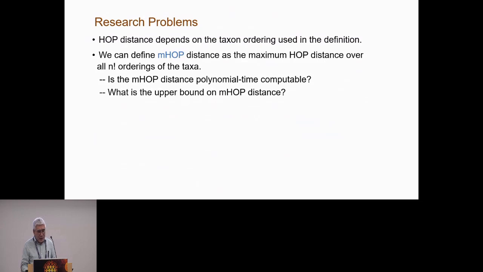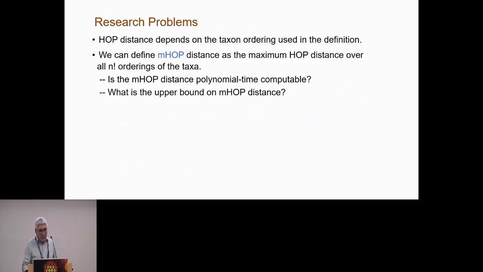Okay, so here are some research problems. First of all, there is a weakness of this distance. Basically, the hop distance depends on the taxon ordering used in the definition. We use the ordering to flatten the tree into a string. It's something like dimensionality reduction in big data analysis. We lose something, but we provide a faster approximation approach for solving some problems.